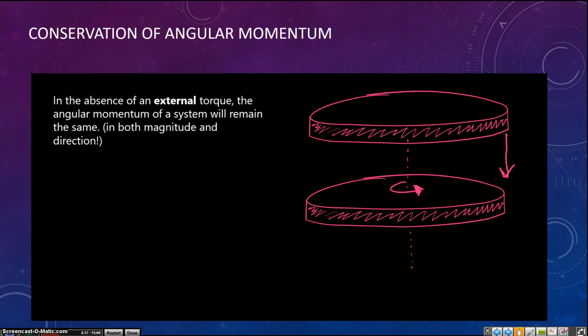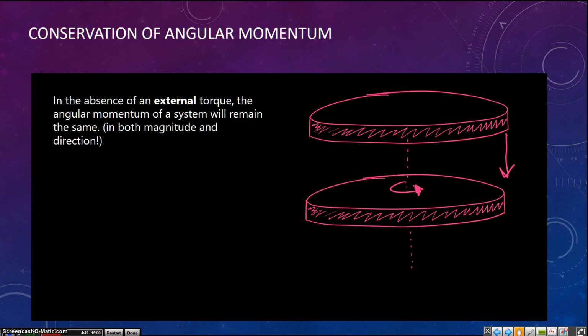Now, just like linear momentum, angular momentum is conserved. So this is a conservation law. It's a very powerful conservation law, and it's stated here in the text. So in the absence of external torque, and I emphasize the external here, you can have torques internal to your system, but if you do, it may change the angular momentum of things within that system, but the angular momentum of the system as a whole will remain the same.